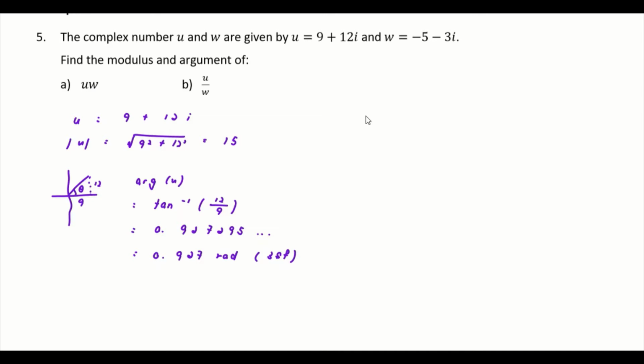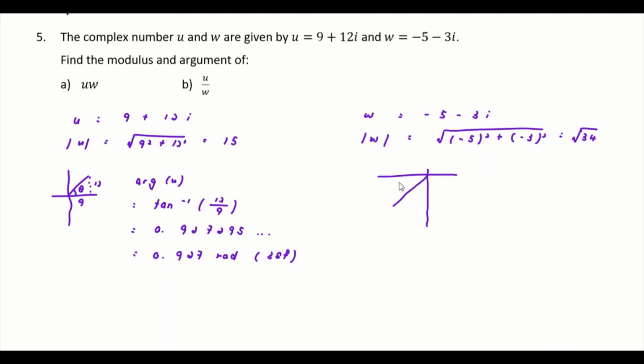So now we proceed with our w, which is equal to -5 minus 3i. So the modulus of w is the square root of 34. Same thing, negative and negative, so it should be in the third quadrant. So this will be my alpha again, and this is the angle that I want to find. So this is 5 and this is 3.